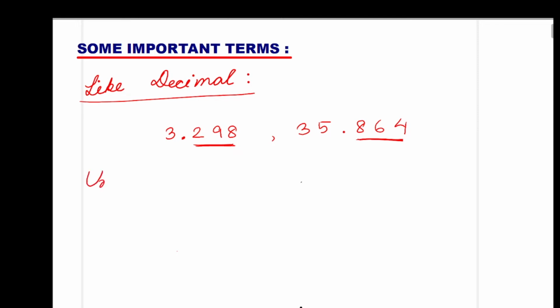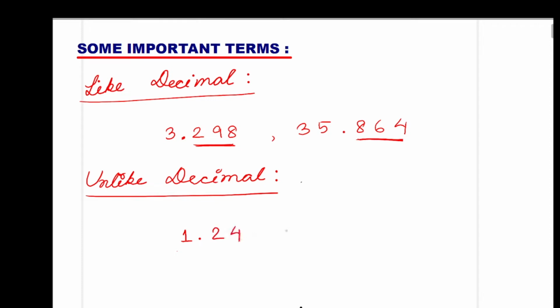Again, unlike decimals. Now one number, suppose 1.24 and 3.028. Here how many digits? 2 digits, and here how many digits? 3 digits. So both are not the same. That is why it is called unlike.